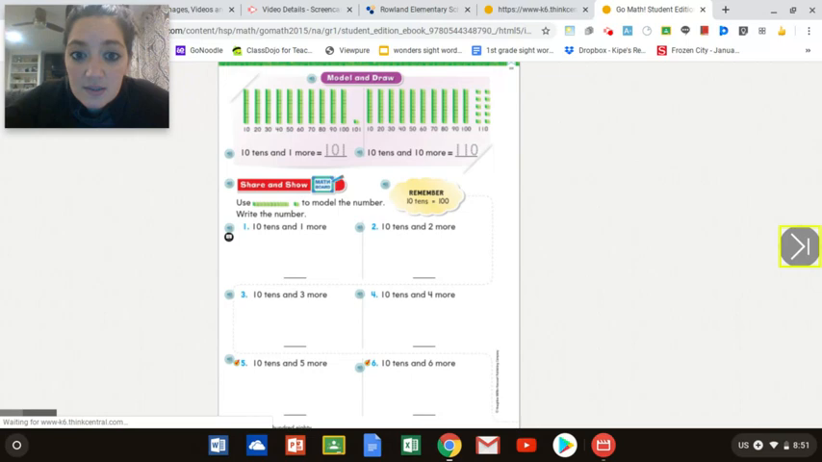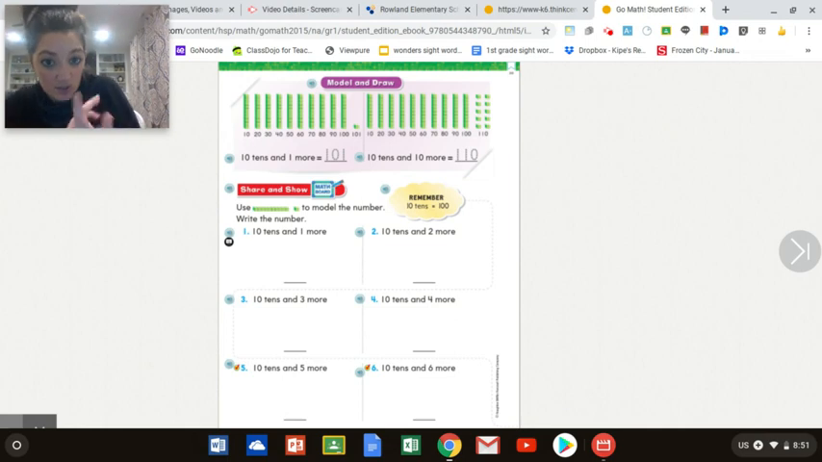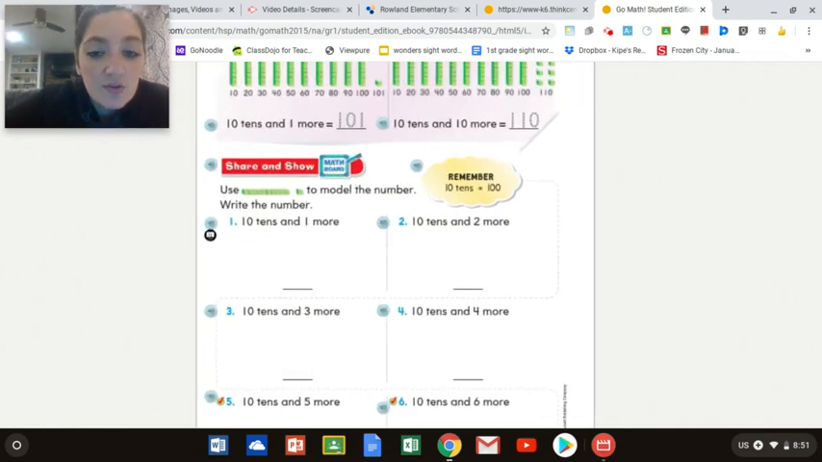So on this next page, what you have to do here is use the sticks to model the number. And to model it is to draw the picture. You're going to draw a picture of it and then write it. So to read this, we know we have 10 tens and one more, only one more. If you look at the example up here, there's 10 tens and one cube more. You're not drawing a whole stick because you have one. So what you would do here, you would draw 10 sticks and one dot because you're getting one more.